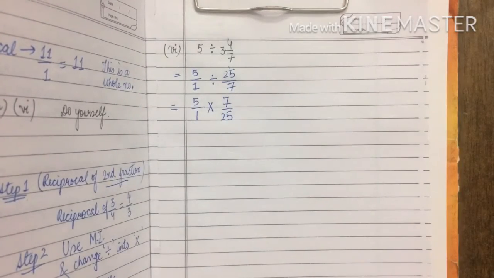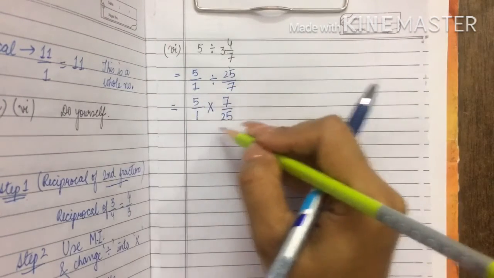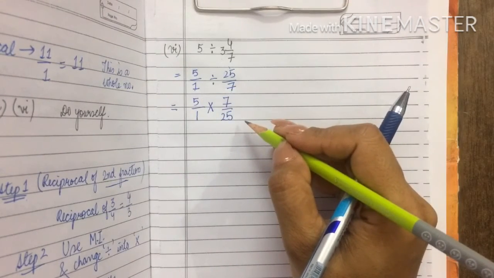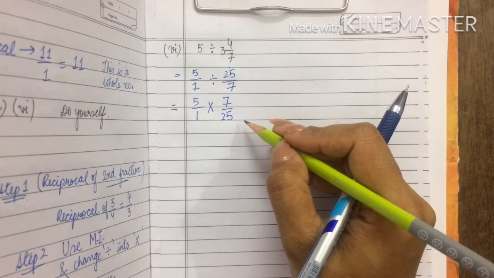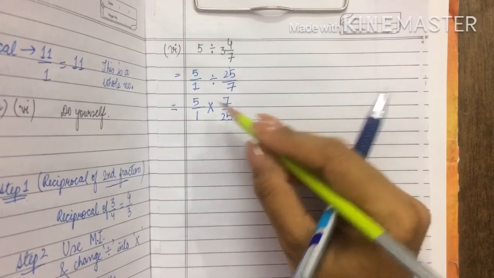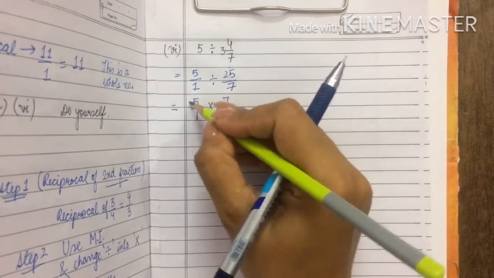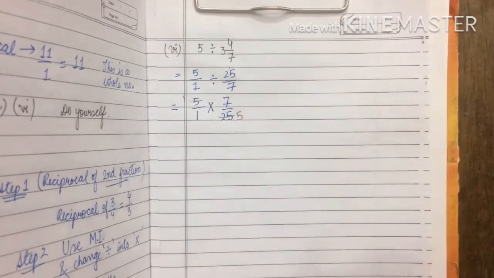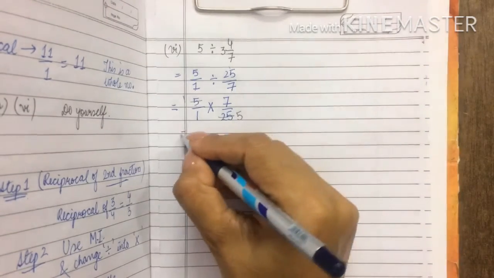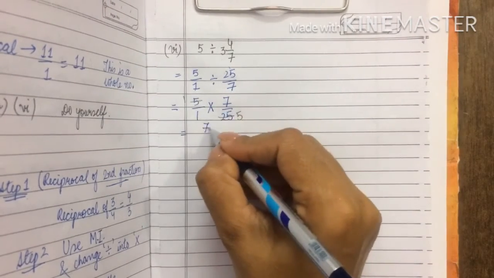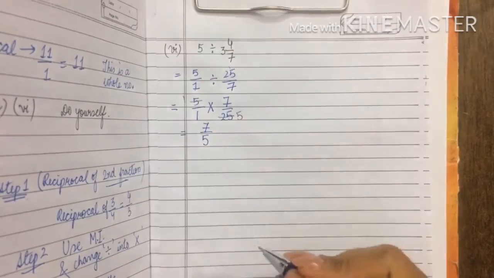See if there is any simplification possible because we have multiplication. Remember, you cannot cancel this way in division. The cutting can only be done in multiplication. So let's cancel. 5 ones are 5, 5 fives are 25. What do we get? Multiplying the numerators, I get 7. Multiplying the denominators, I get 5.